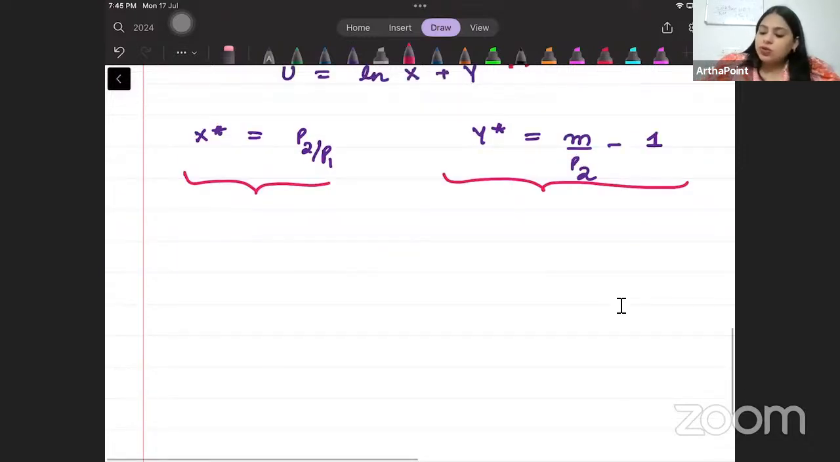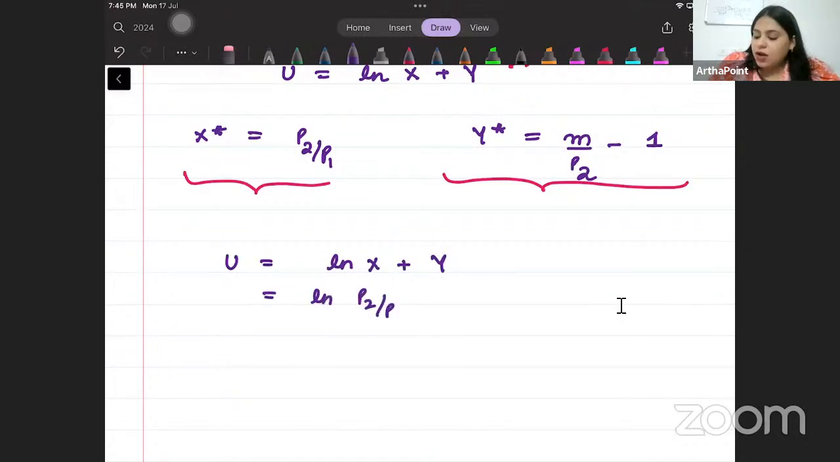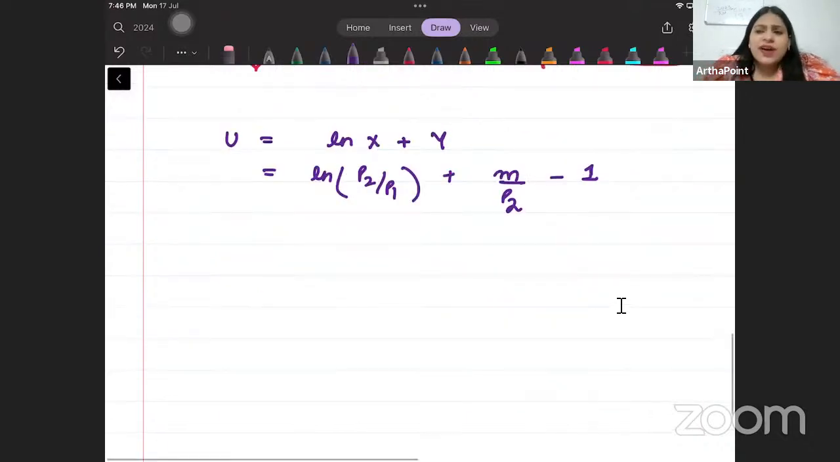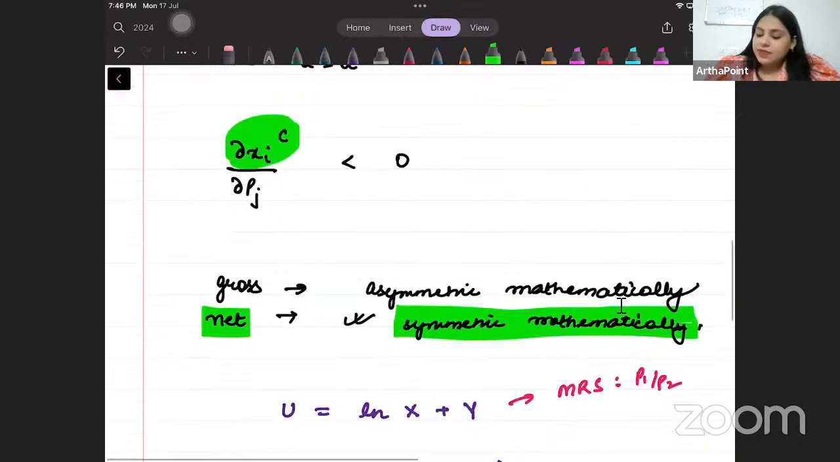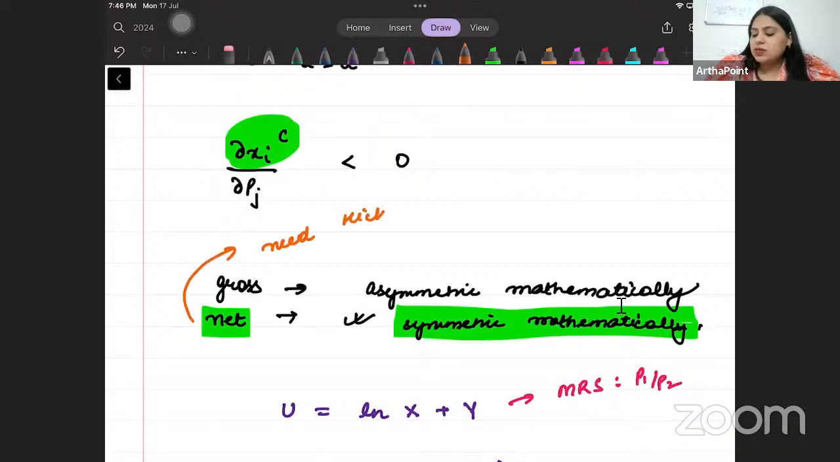Now, beta, what will be your utility? Utility will be ln x plus y. मतलब ये हो गया ln P2 by P1 plus m by P2 minus 1. This is your utility. How do we find Hicksian demand? Net के लिए I require Hicksian demand. Now, compensated means Hicksian. So for net, I need Hicksian demand.